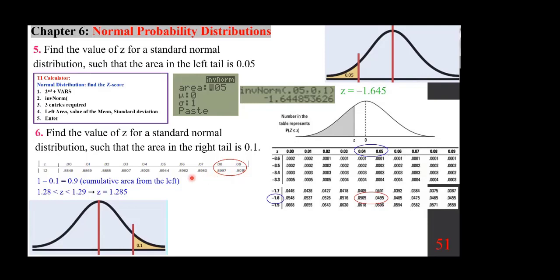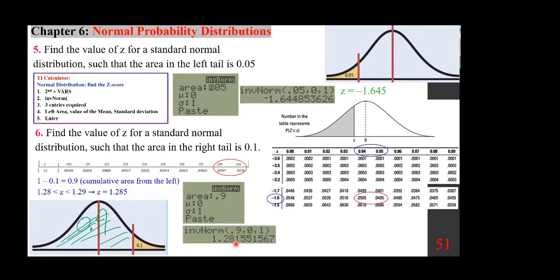1.28, 1.29, we go with a number in between. Again, if I were to draw this, I would say this area is 0.9. And why are we using that? Because we need the area to the left. So area to the left, if we go with technology, the answer is 1.282 instead of 1.285, because technology has a better answer for us.